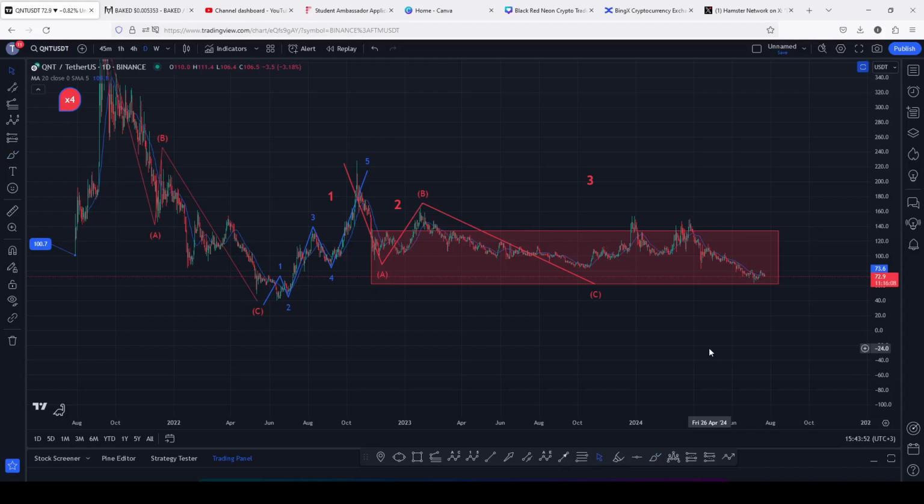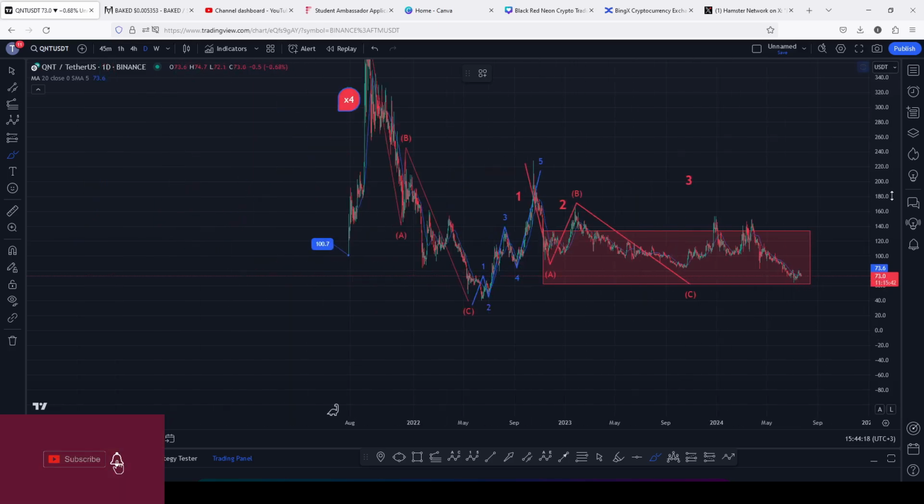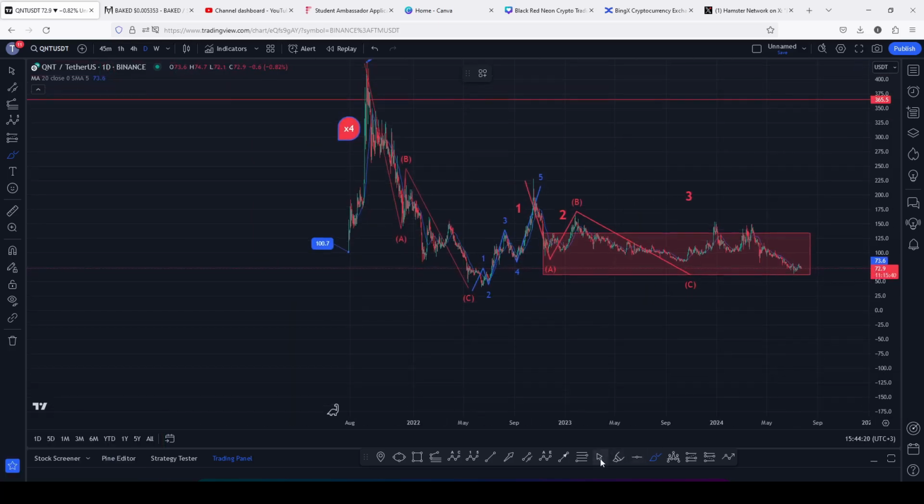QNT at the time of this recording continues to hold above a significant key area of support above the $62.9, and on today's video I will be discussing my long-term price prediction analysis and give you reasons why we can easily see a 10x here on the QNT chart in the next coming months. So if you're interested in such content, make sure that you stick around till the end of the video.